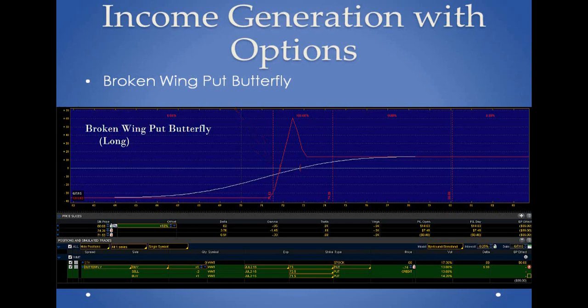And our max loss would be the skipped strike price minus the lower strike price minus the net credit received. So the $72 strike minus the $71.50 strike is 50 cents, and then subtract the 14 cent credit. So 50 cents minus the 14 cent credit gives us 36 cents. That would be our max loss for the broken wing put butterfly. Good.